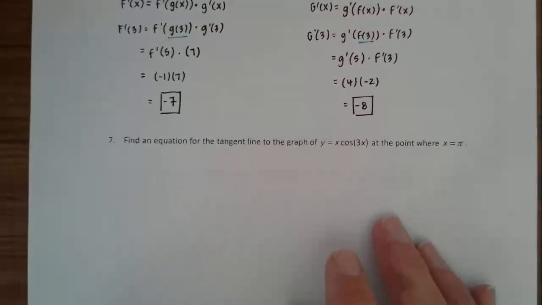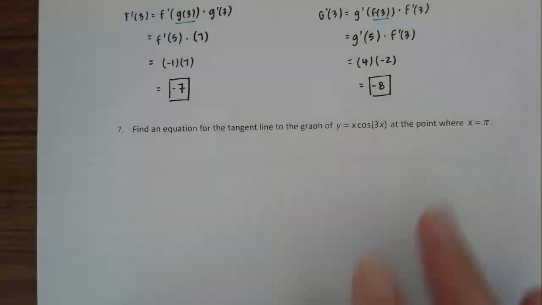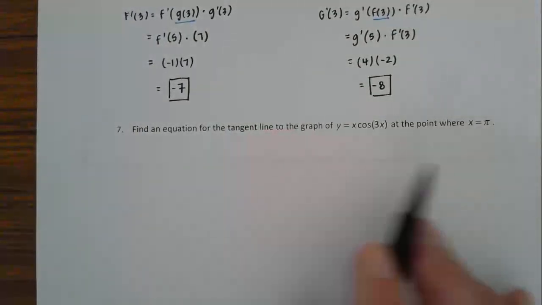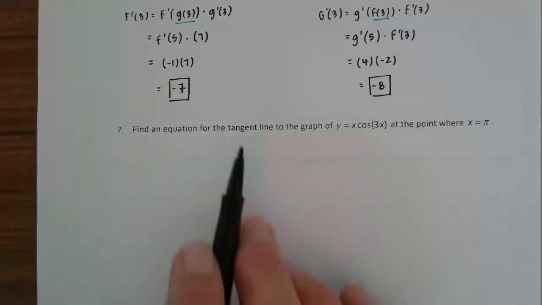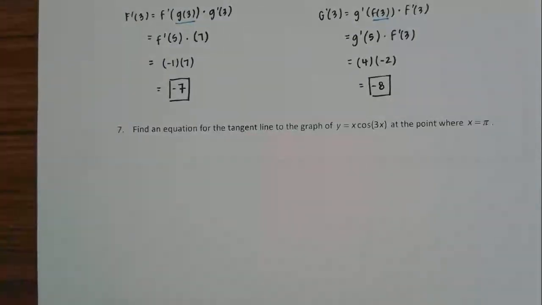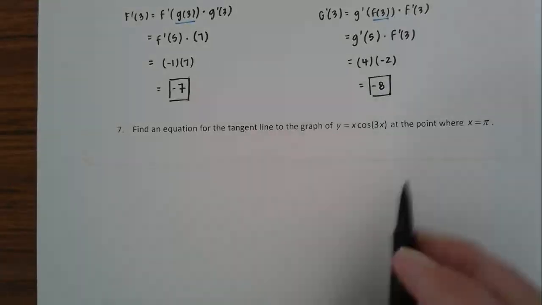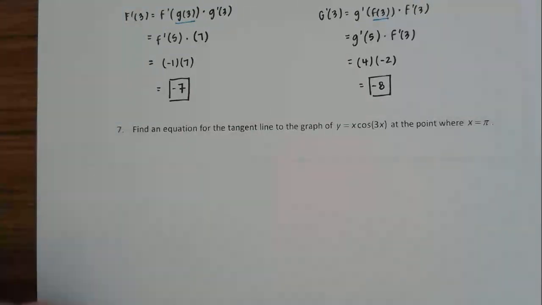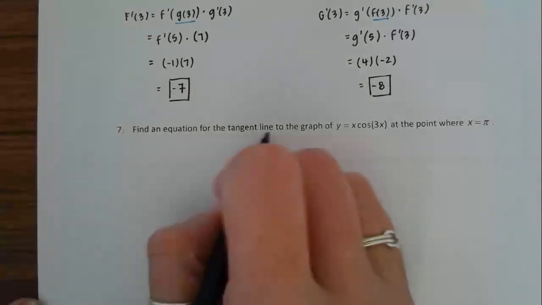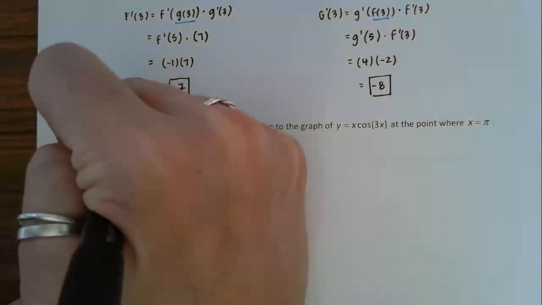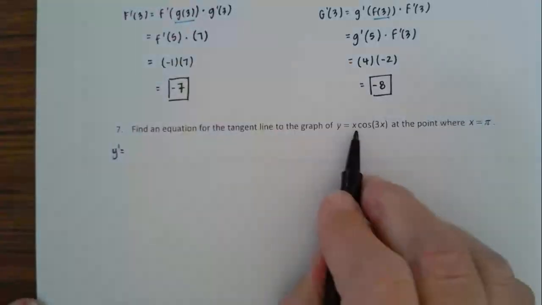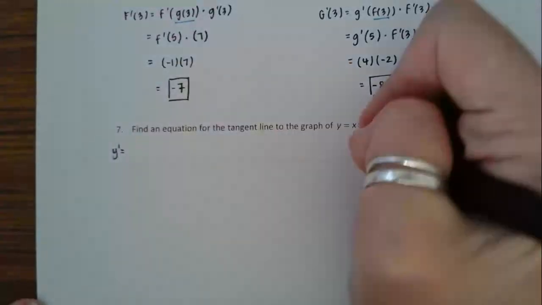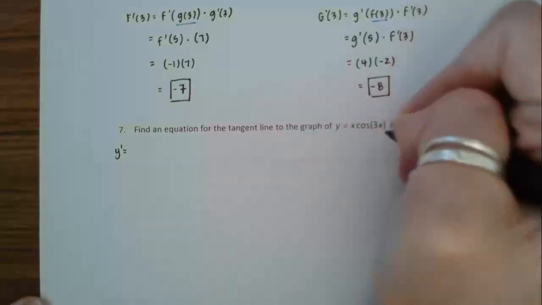All right, and the last piece that I want to go through with you is finding equations of tangent lines, because we can use the chain rule even with questions like this when we're finding tangent lines. So we want to find the equation for the tangent line to the graph of y is equal to x cosine of 3x at the point where x is equal to pi. So I know I'm looking for a tangent line, so I know I'm looking for a derivative here. And I'm noticing that I do have a product. My product is x times cosine of 3x.